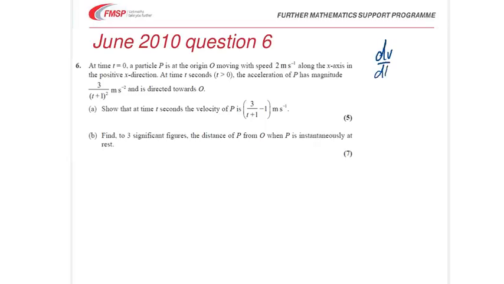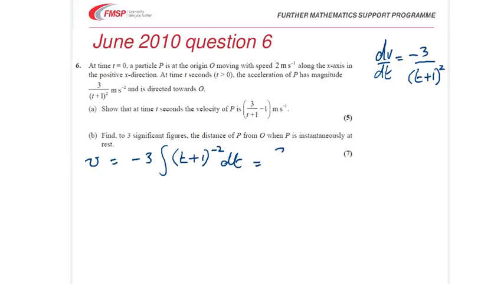dv by dt equals minus 3 over t plus 1 squared. Okay, and we've got to show the expression that they've got there for velocity. So a straightforward integration, hopefully. Let's do that then. So v is minus 3 times the integral of t plus 1 to the minus 2 dt, which, check the integration yourselves, comes to 3 over t plus 1 plus a constant.